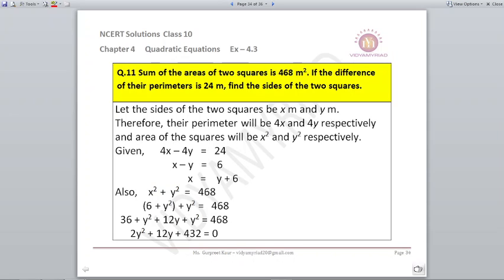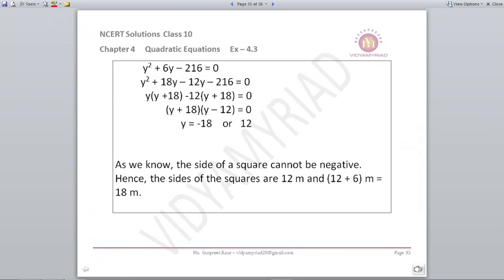Now in this we can put the value of x so that we can get it in one variable form, that is y. We got 2y square plus 12y minus 144 equal to 0. We can further divide it and simplify and use the middle term splitting. We get the factors 18 and 12. So that is y plus 18 and y minus 12. So y is minus 18 or 12. Now the sides cannot be in negative form. So it means the sides of the squares are 12 meters and 18 meters respectively.